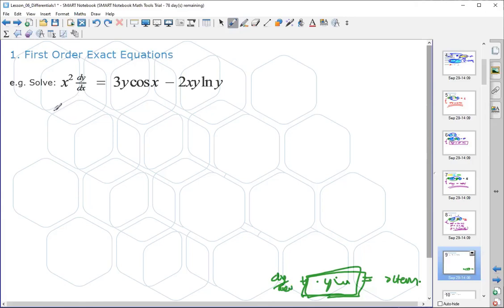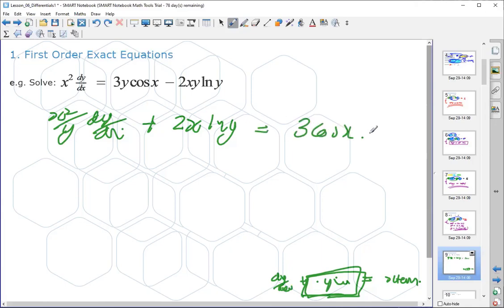Carry on. So x squared over y dy by dx is equal to 3. Are you going to move the terms as well? You might as well do it on the same line. Okay, so plus 2x ln y equals 3 cos x.